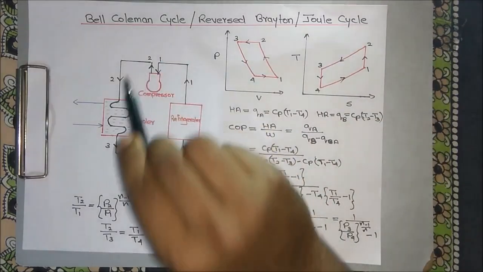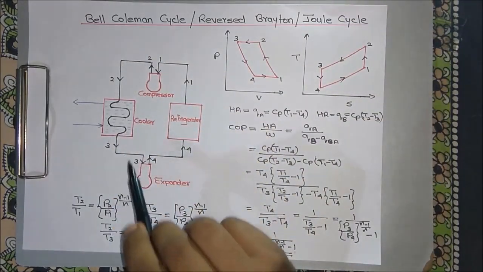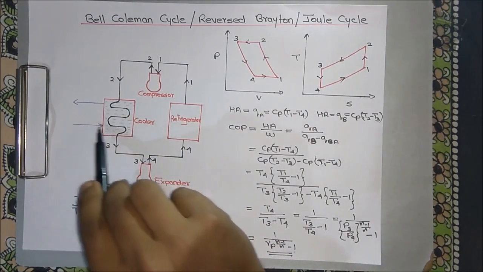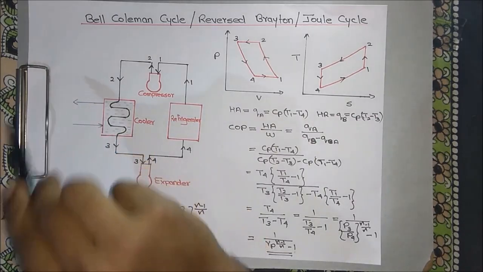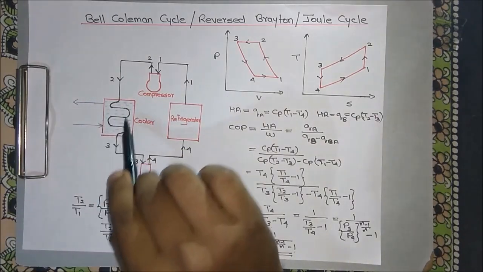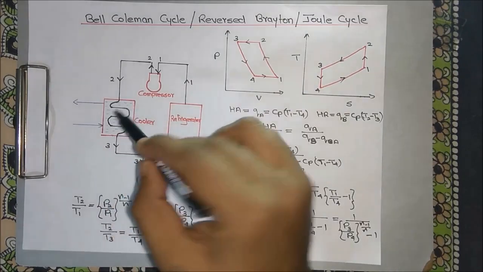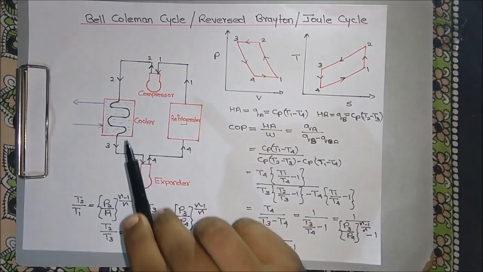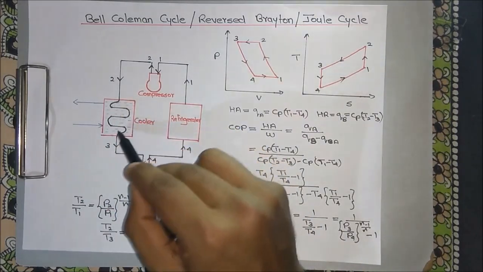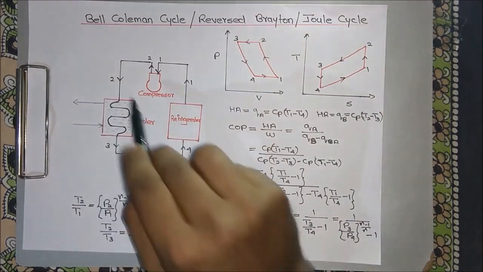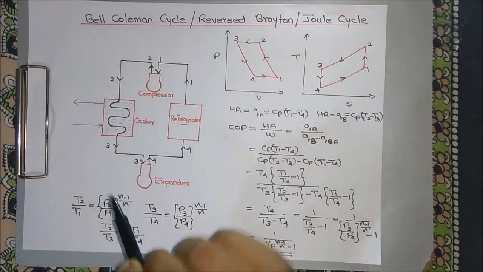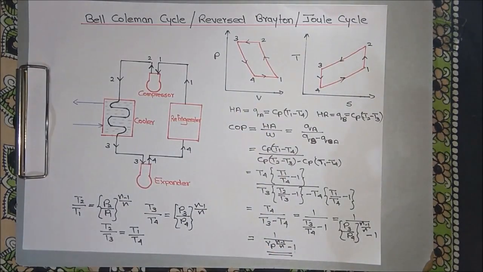This compressed refrigerant will pass through the cooler. The function of a cooler is to cool the refrigerant. As we can see, water is provided into the cooler and taken out of the cooler. The water will absorb heat from the refrigerant, and the refrigerant will cool to a lower temperature. But we need to understand that this whole process happens at constant pressure. So from 2 to 3, cooling takes place in an isobaric process.